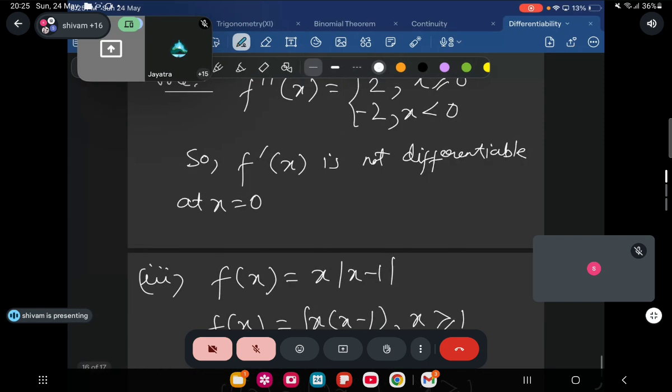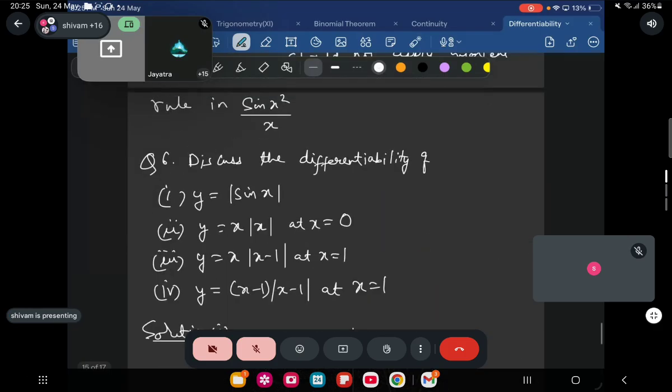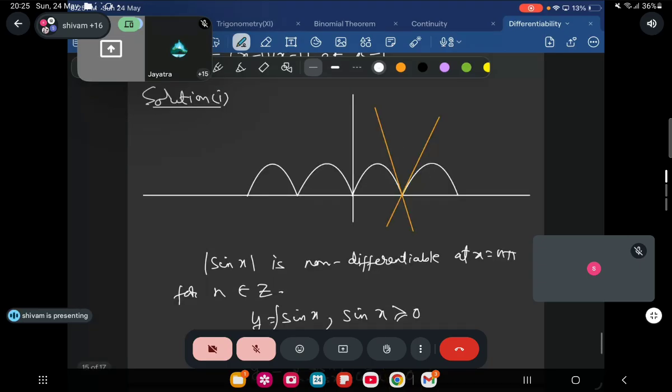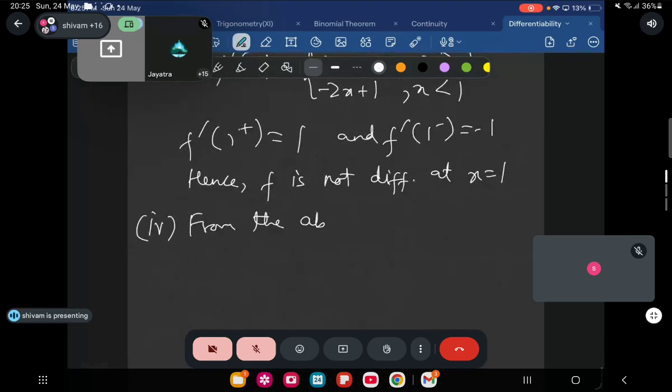So everyone, from the above questions, you see there is a pattern in the above questions. x into mod of x was differentiable. x into mod of x minus 1 was not differentiable. x minus 1 into mod of x minus 1 was differentiable at x equal to 1. Are you getting, everyone? So if one of the factors becomes 0, the function becomes differentiable. Are you getting? So let us write it down. Similarly, x minus 2 into mod of x minus 2 will be differentiable at x equal to 2. Are you getting? There's a pattern. So write it down. From the above questions.